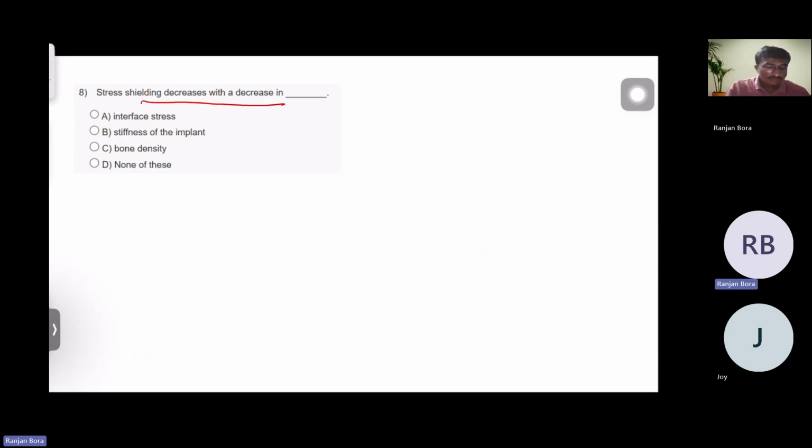So now to reduce the stress shielding, we can decrease the stiffness of the implant, then the difference will also get decreased. So option B is correct here. Stiffness, by reducing the stiffness of the implant, we can reduce the stress shielding in the bone.